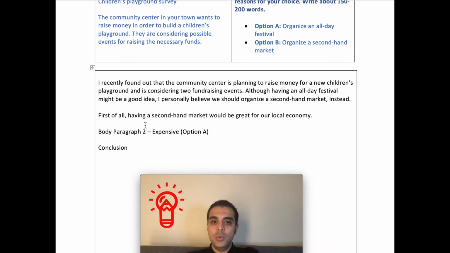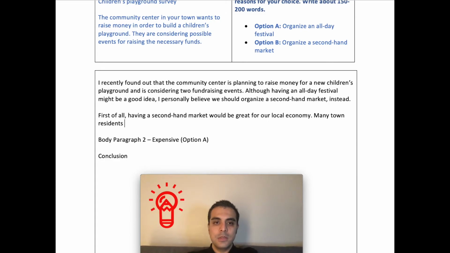So I'm arguing here that a second-hand market would be good for the local economy. Okay, how is it good for the local economy? So I'm going to say many town residents have garage sales in their backyards or in their front yards, right? Every week.